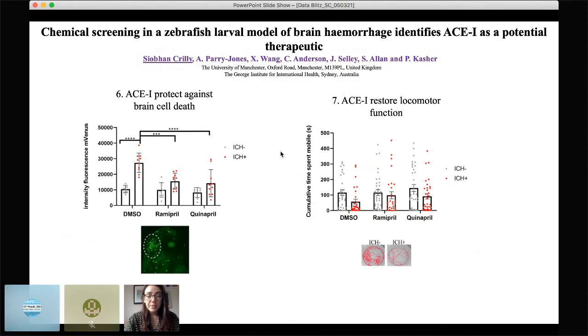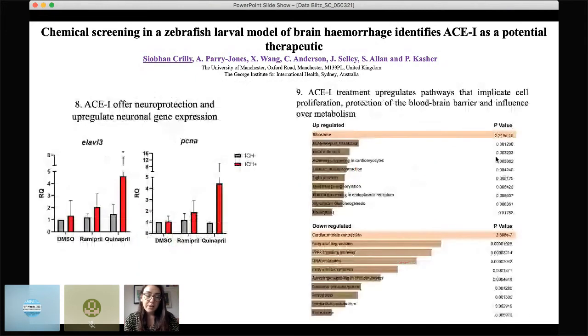So in larger sample size numbers, we proved that ACE inhibitors do protect against brain cell death. We quantified this in 30 animals. We also proceeded to note that ACE inhibitors restore a locomotor deficit that we can assay using our spontaneous swimming assay. And that this also offered a genetic neuroprotection mechanism.